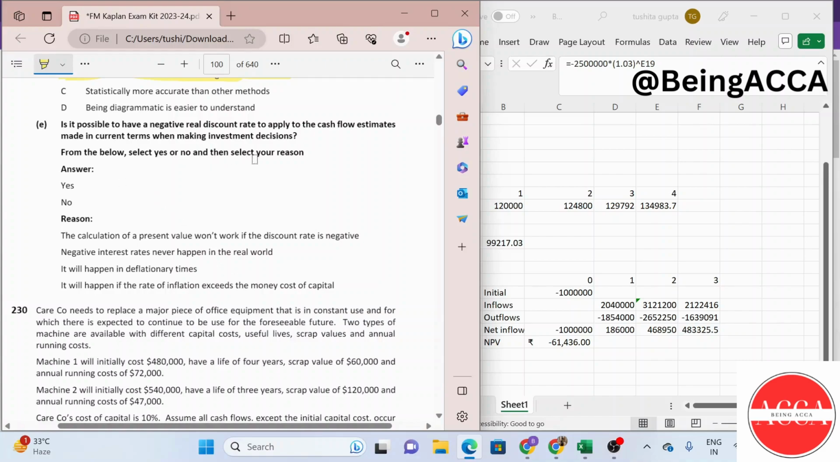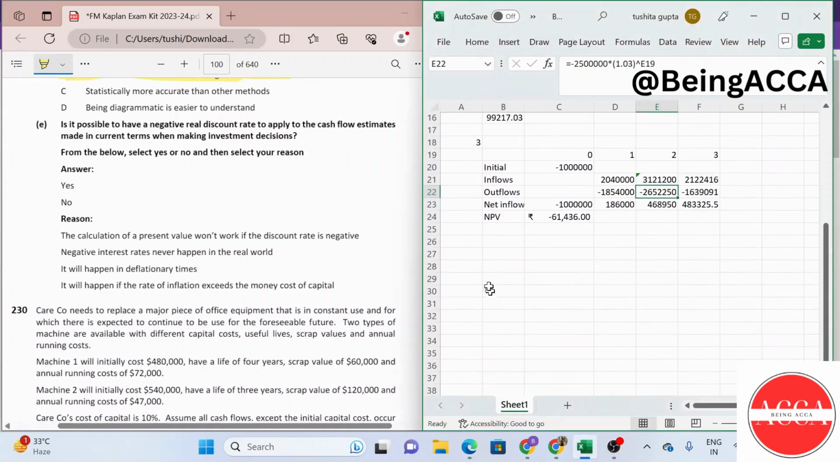From the below, select yes or no and then select your reason. So, first, let's find out whether this is possible. This is the fifth question, and they are asking if the real discount rate can be negative.